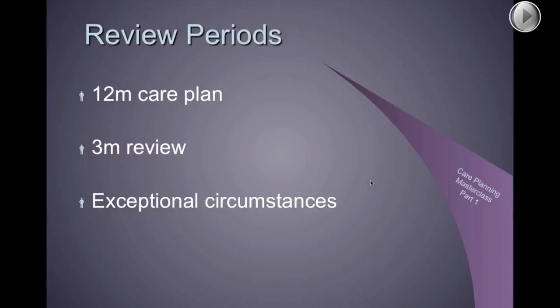Really important stuff because we've built the relationship and it's the ongoing, as you said earlier, continuity of care that's really important in keeping connected with our patients to keep them on track to achieve their goals. 12 months for care plans is reasonable, 3 monthly review for those people who require it, and then sometimes there are exceptional circumstances in which you can do it more often than that.